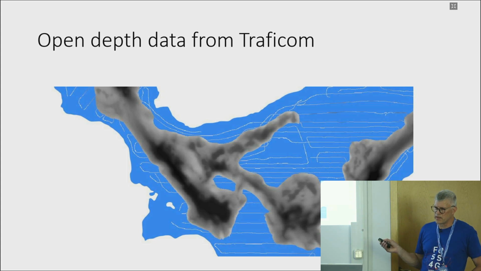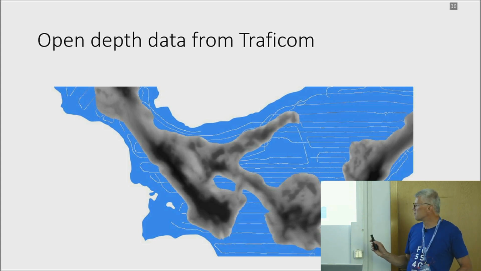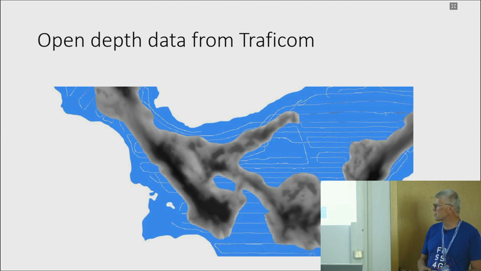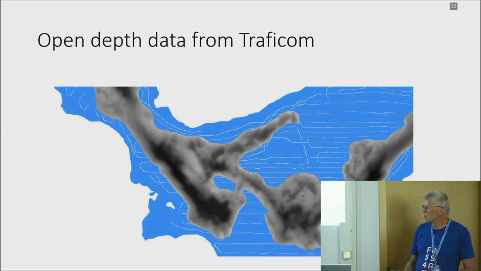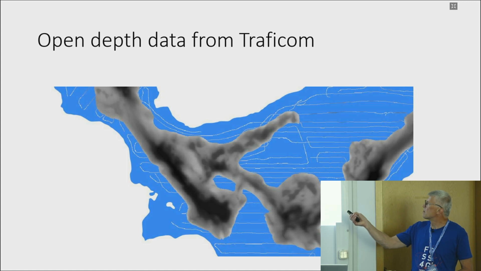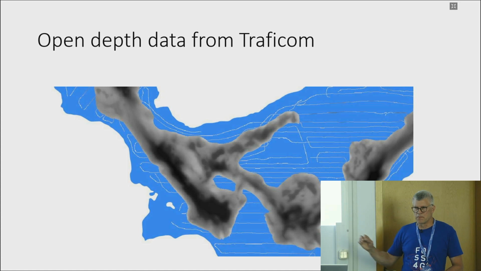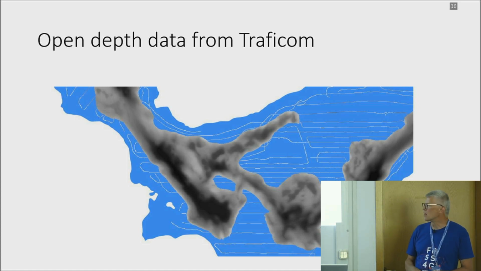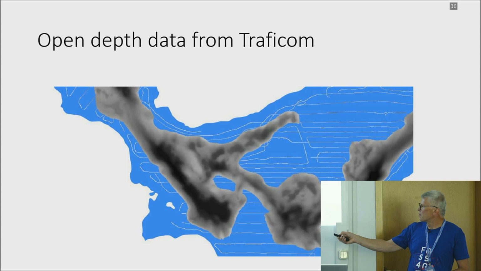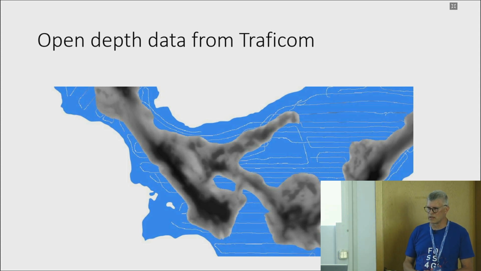The Traficom data looks like this. It almost looks like a DEM, digital elevation model, but actually it is point data. As you can see here, these are individual points. They do not interpolate between the measured points. Here, what looks like a DEM is actually depth measurements from every square meter on those areas. So that data is very detailed.